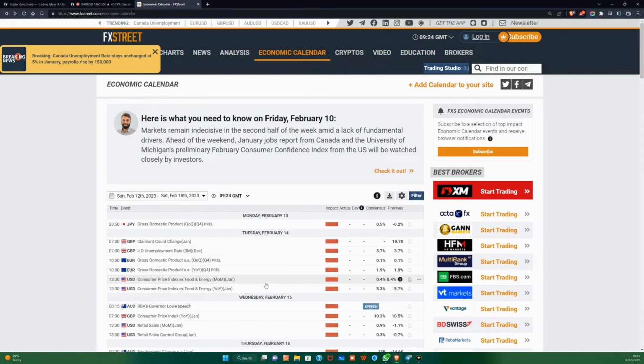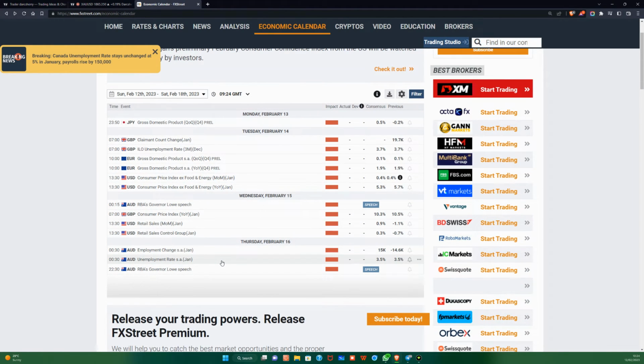And if we pull out the economic calendar here, we shall be looking at fundamental drivers that will be affecting the US dollar. So the first event is coming up here on Tuesday, that's on the 14th of February, where we shall be witnessing the consumer price index. And the next one is coming up on Wednesday, where we shall be witnessing the retail sales. So these are major macroeconomic events we shall be looking forward to during the week.